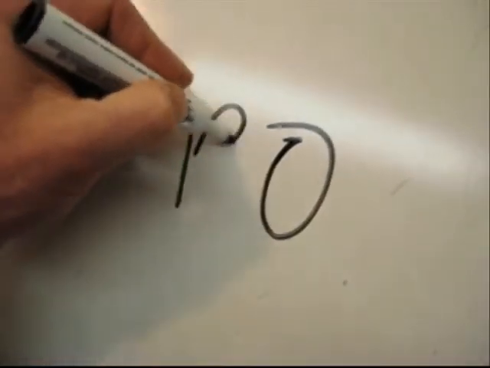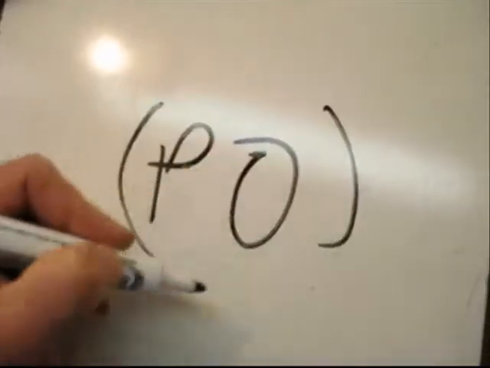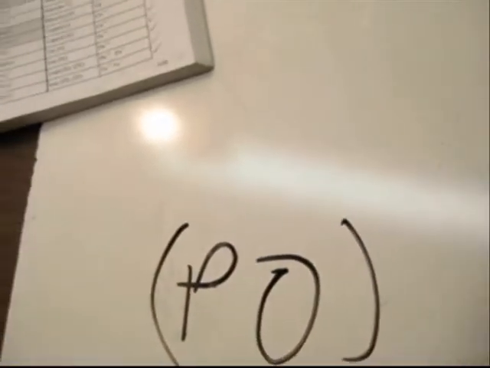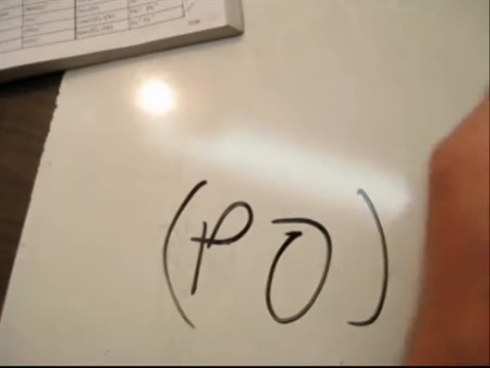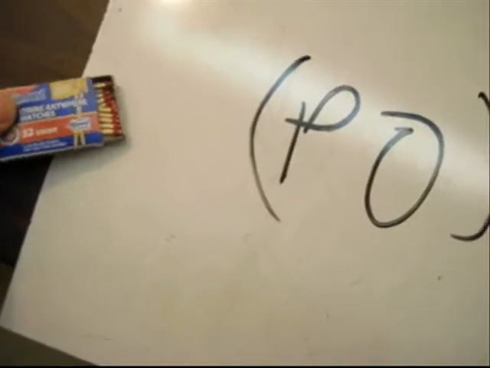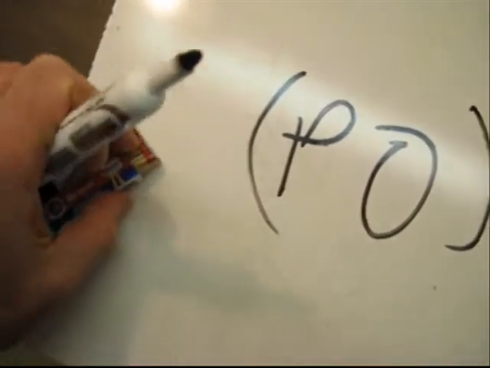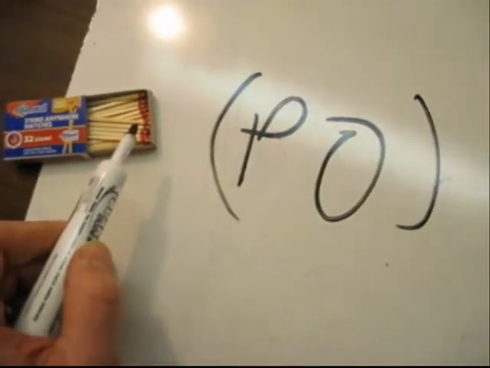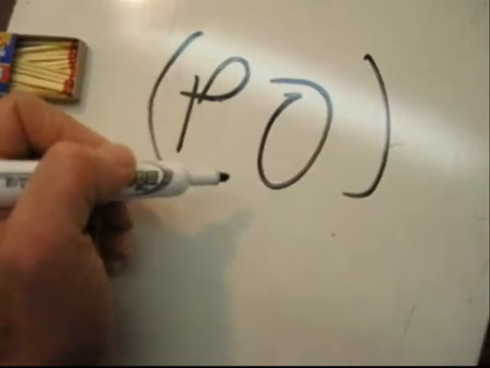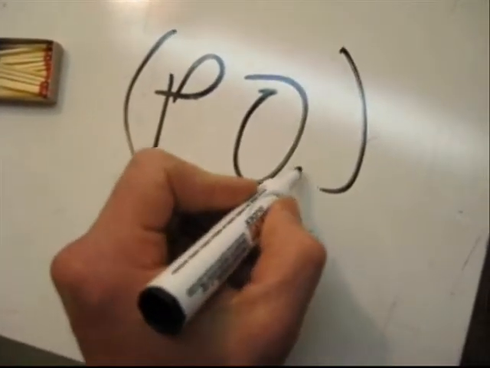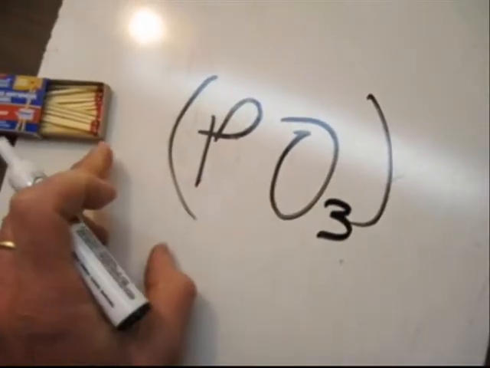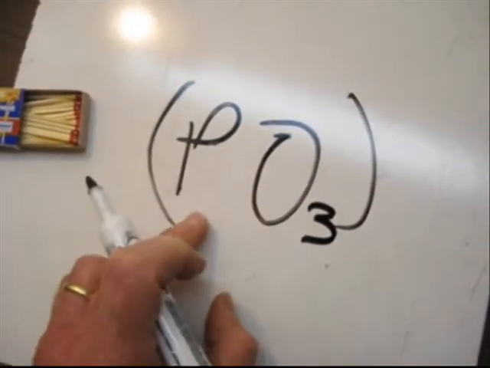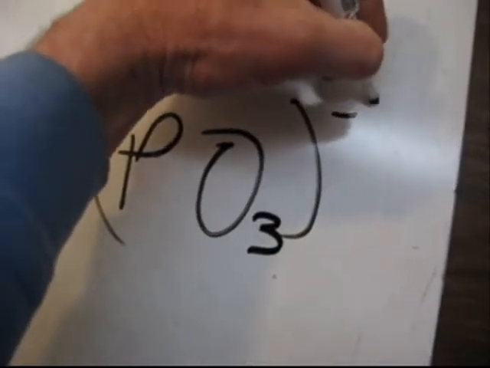Note that phosphate ends in ate, so it's got oxygen present. Phosphorus is the other element. We get our parentheses. Phosphates are compounds found on the heads of matches. Okay, get these matches out here. The red and the white on the head of a match are phosphorus compounds, and so for the memory aid for phosphate, we say it takes 3 matches to make a fire.